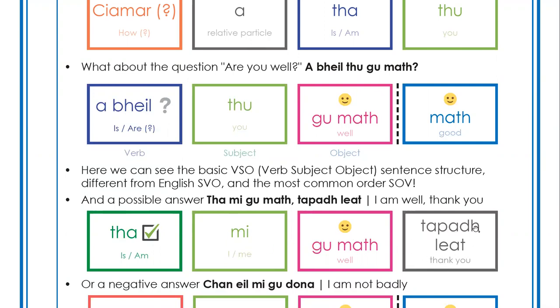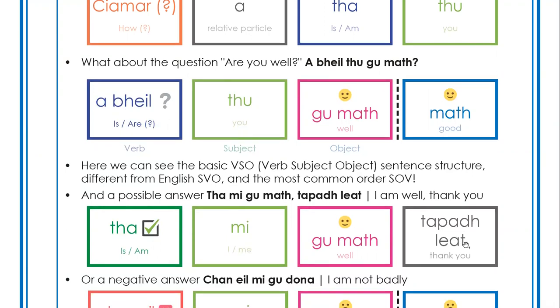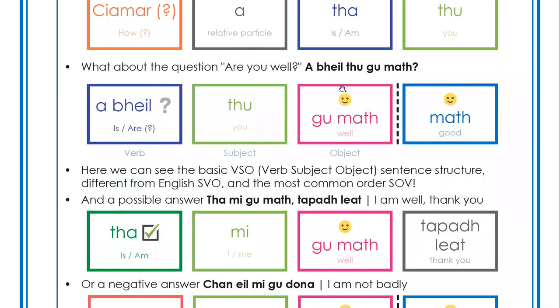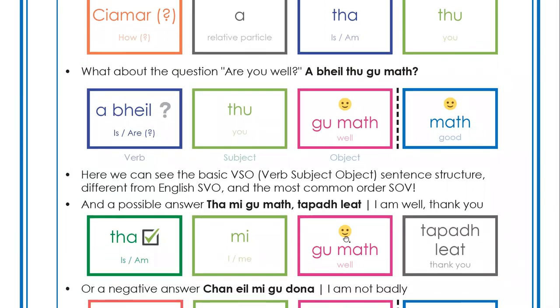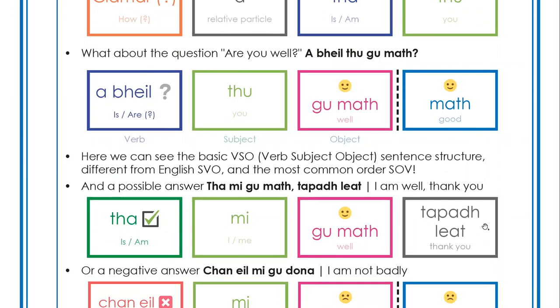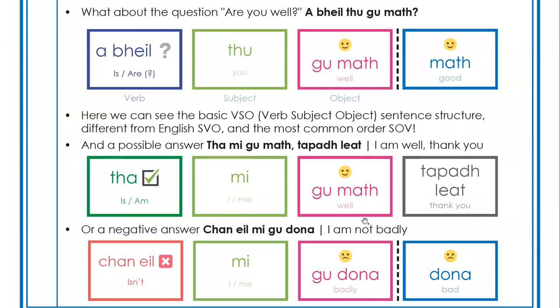And we can also add tapadh leibh, which is Gaelic for thank you. Ciamar a tha thu? Tha mi gu math, tapadh leibh. Or if we're not well and we're not wanting to lie, we can give a negative answer. We can say chan eil. So here we can say chan eil mi gu dona.